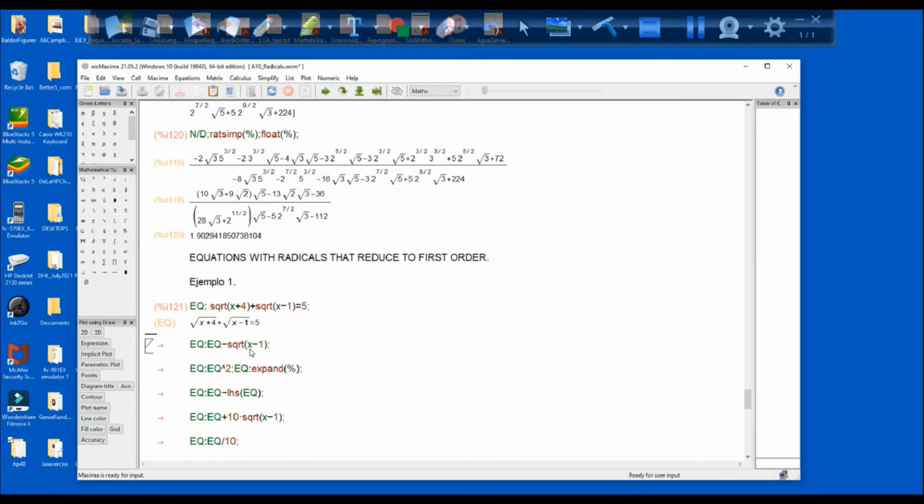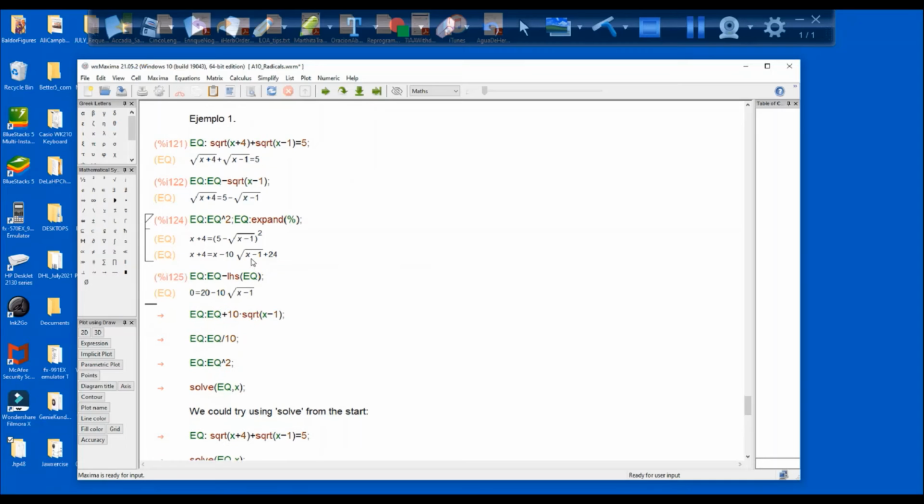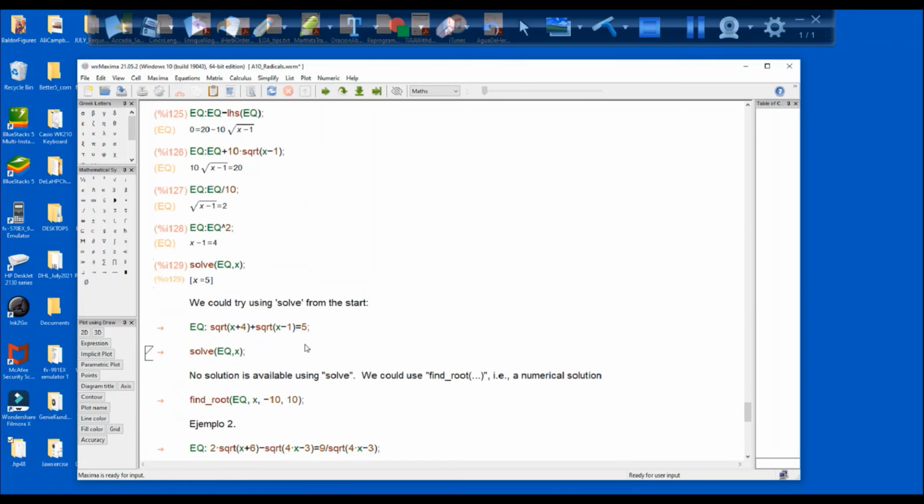What I'm going to do here is subtract the square root of x plus 1 and raise both terms to the square. Expand that. Subtract the left-hand side. Add the radical term in there. Then divide by 10. Square that term again. And so you end up with an equation that's easy to solve. Actually, you don't need to solve here. x is equal to 5. This happens to simplify to a first order equation.